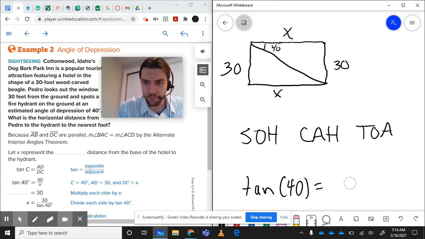And let's fill in what we have from our picture right now. The opposite is 30. The adjacent is x.